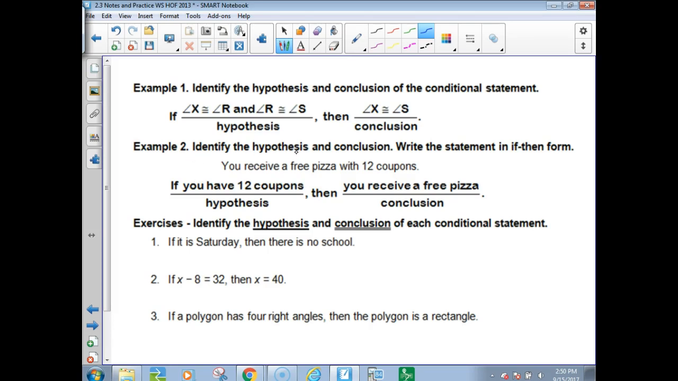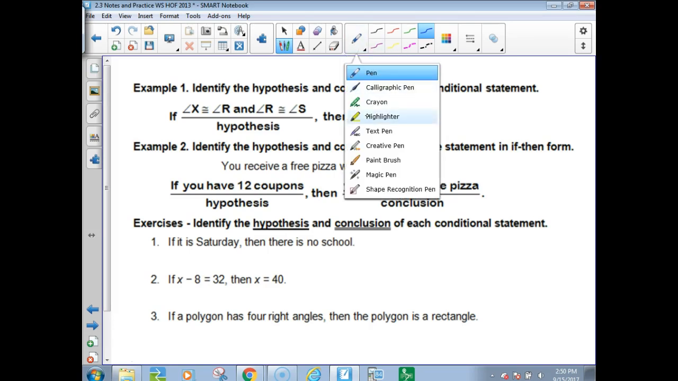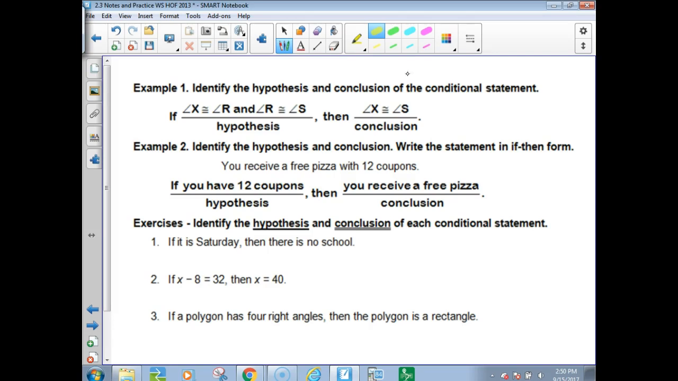Example 2, identify the hypothesis and the conclusion and write the statement in if-then form. This one is not in if-then form yet. It says you receive a free pizza with 12 coupons. What do you have to get the free pizza? You've got to have 12 coupons. So if you have 12 coupons, then you receive a free pizza would be if-then form. Okay, and the hypothesis, again, is not including the if. The hypothesis is actually the part that's after the if. Doesn't include the if.